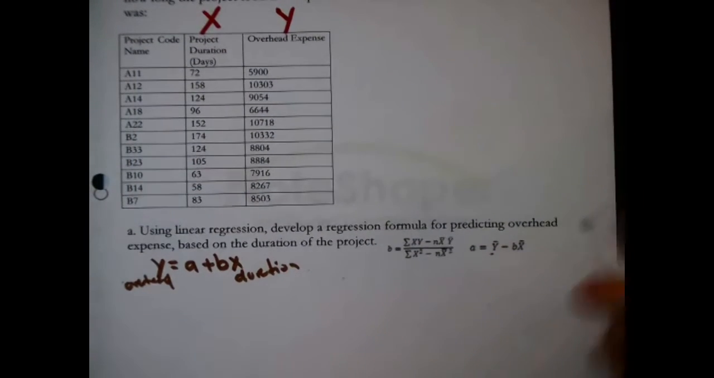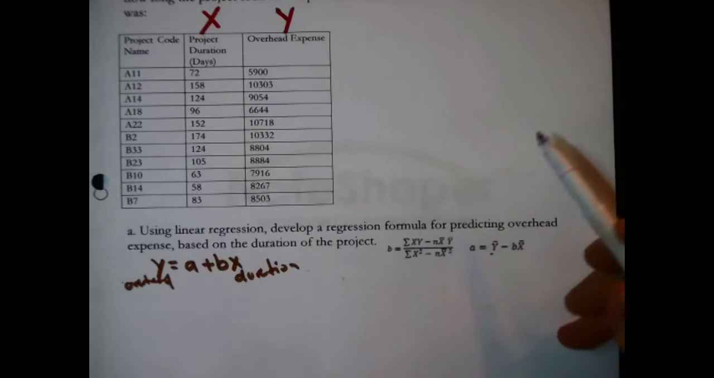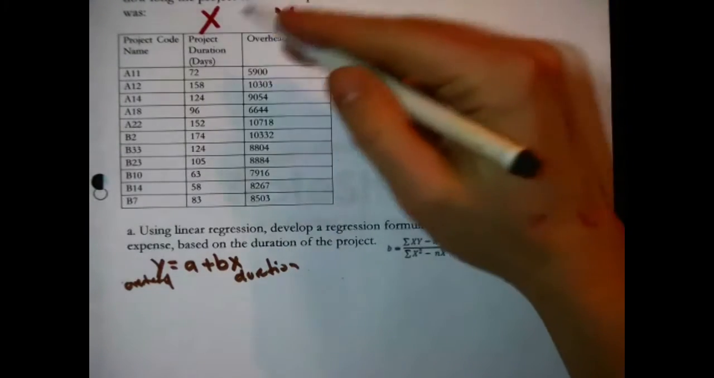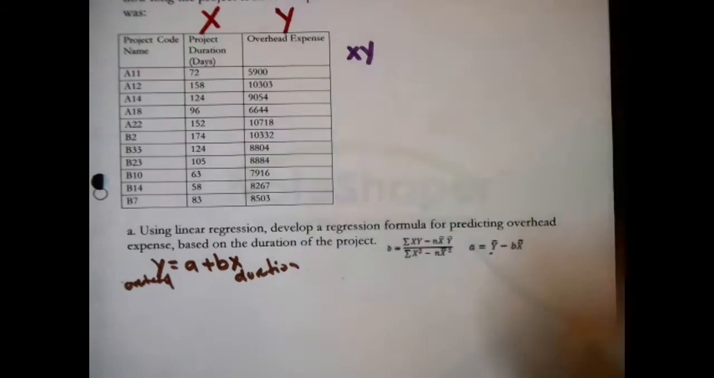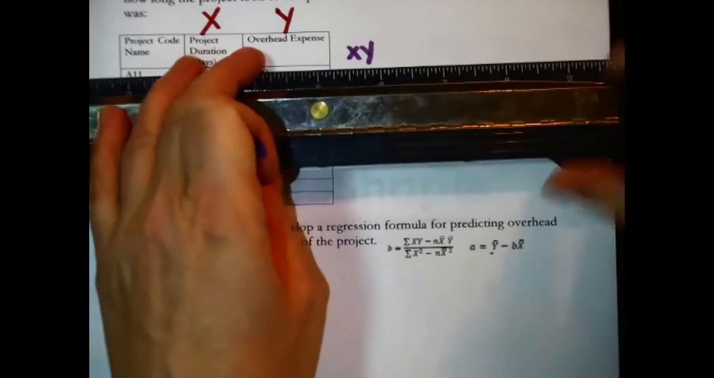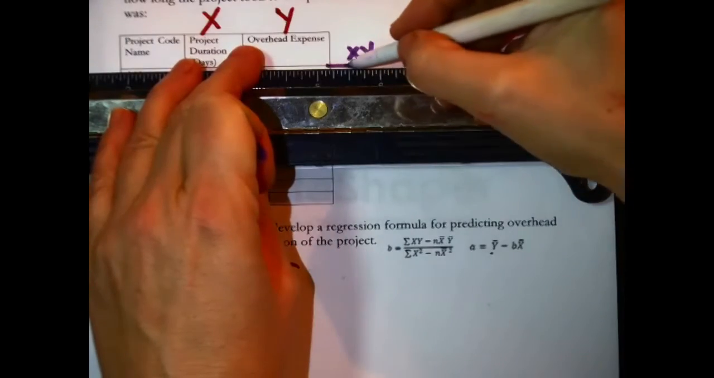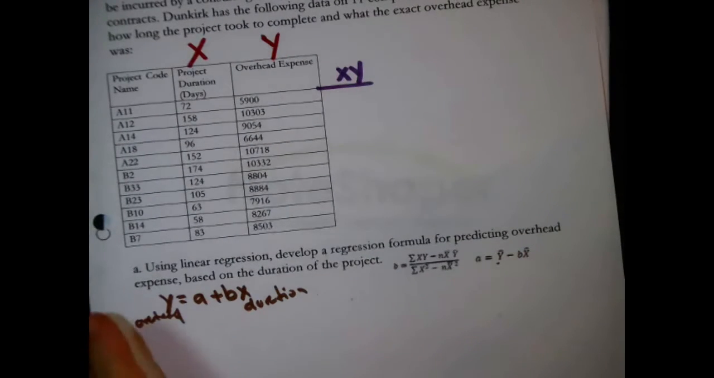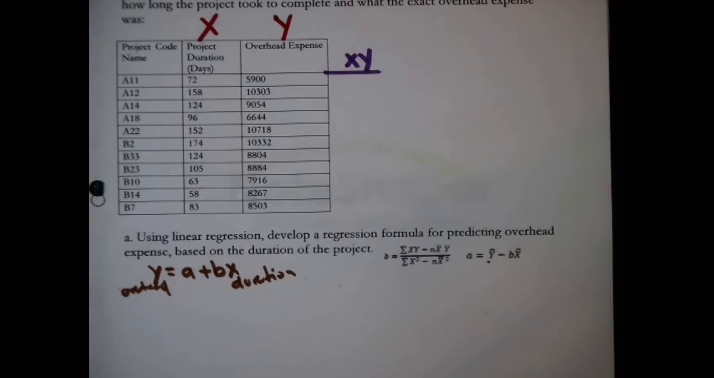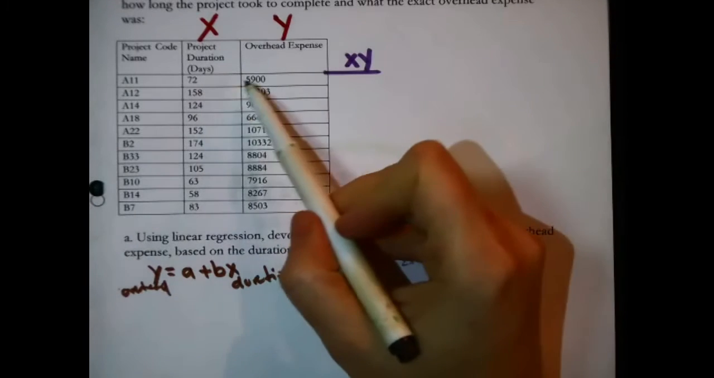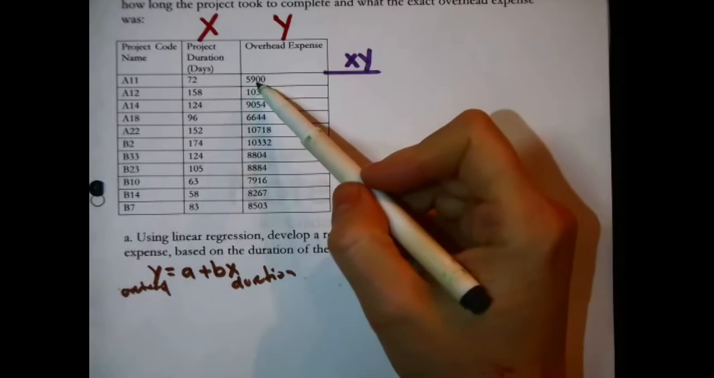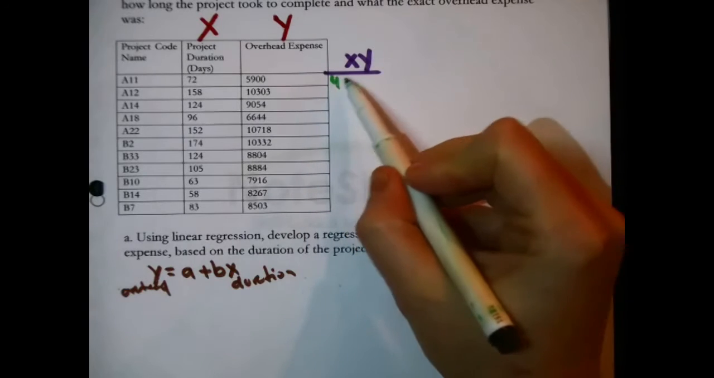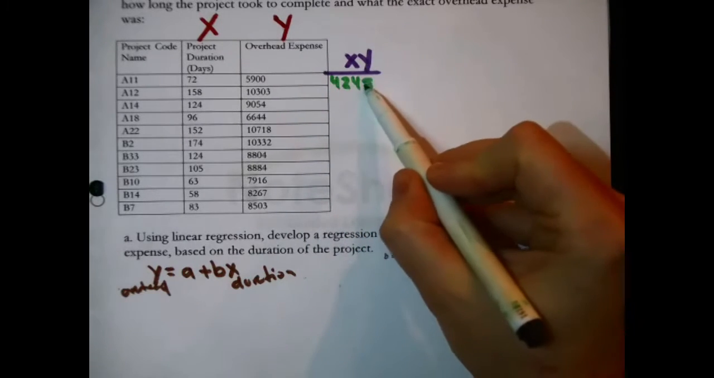Now, the sum of x times y. We have a little bit of room here. Here's x, here's y. I'm going to make another column, x times y, because we're going to need this information. In this column, I simply want to note for each project what is x, the project duration, times y, the overhead expense. In the case of this first row, 72 times 5,900, I get 424,800.